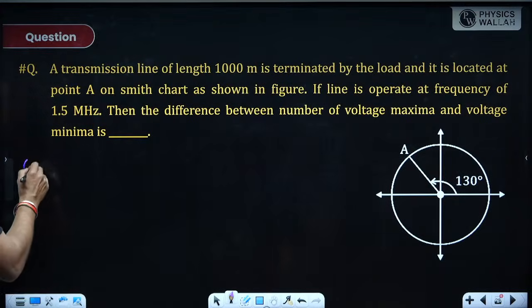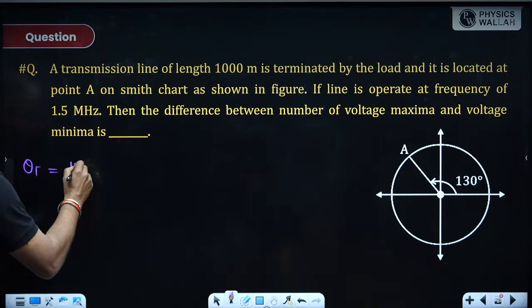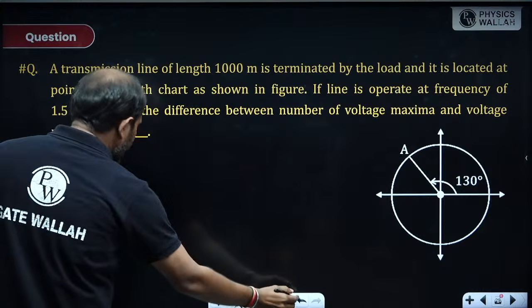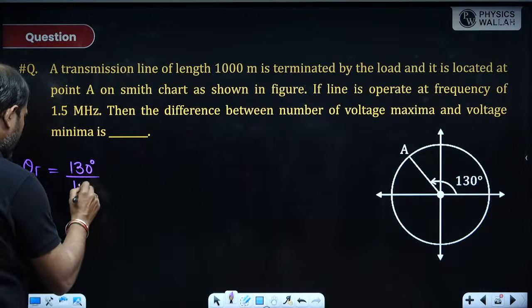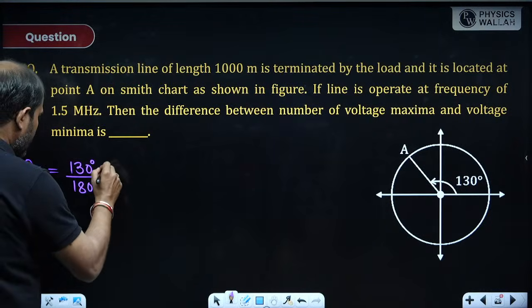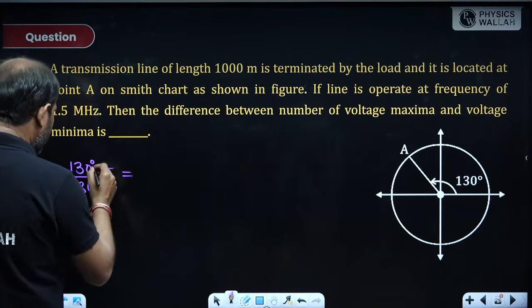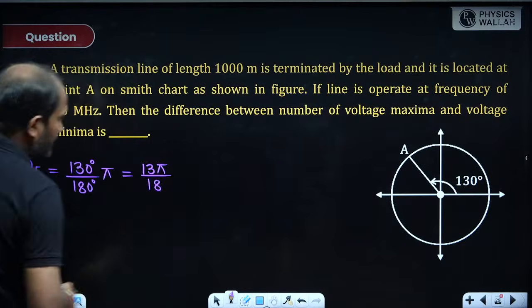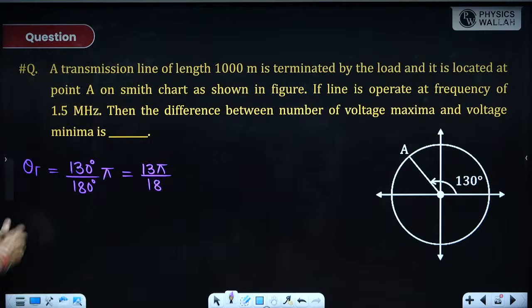So first of all, theta gamma is given. How much? 130 degree. So theta gamma is 130 degree, divided by 180 into pi. So it will be 13 pi by 18. Then after theta gamma we have calculated.